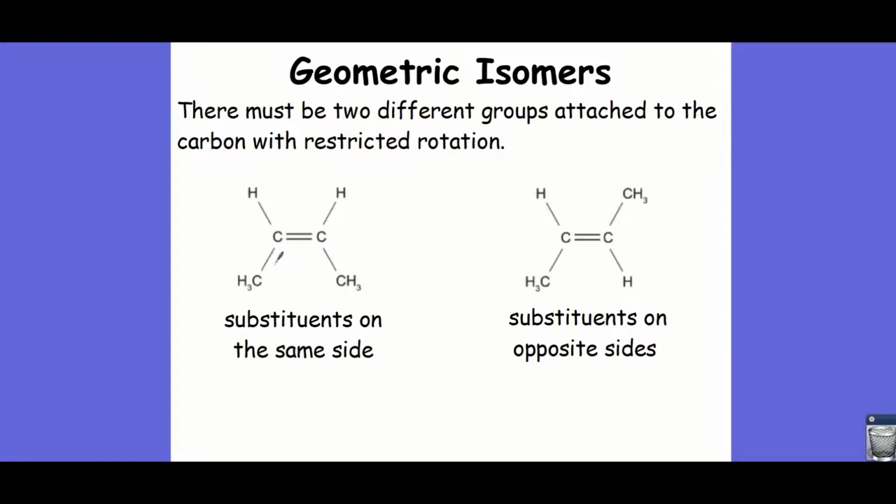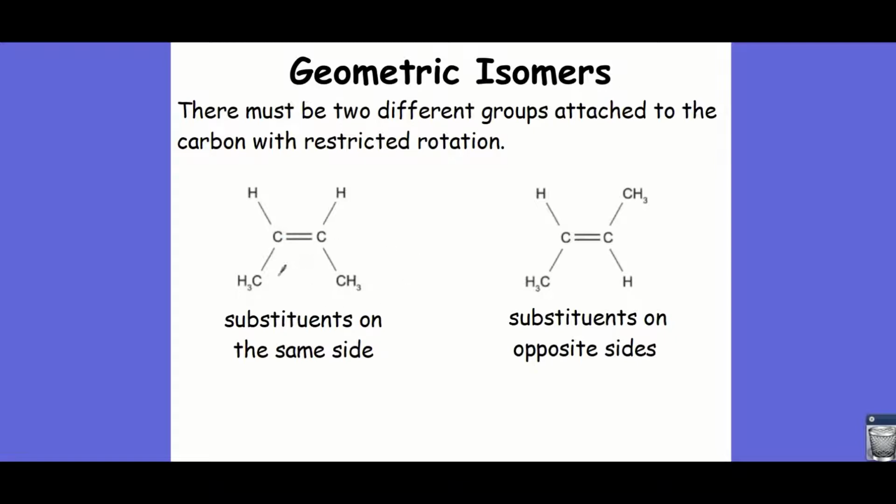So for example, if we look at this carbon atom, we have one hydrogen and one methyl group attached to it. If we look at this carbon atom, we have one hydrogen and one methyl group attached to it. If we had a hydrogen here and a hydrogen here, that is not a geometric isomer. The two groups attached must be different, and you have to have that on both carbon atoms.